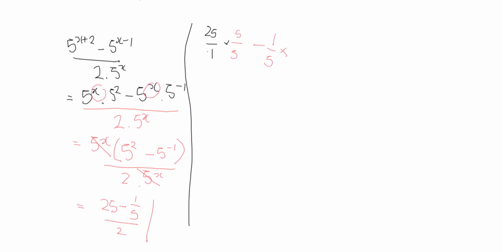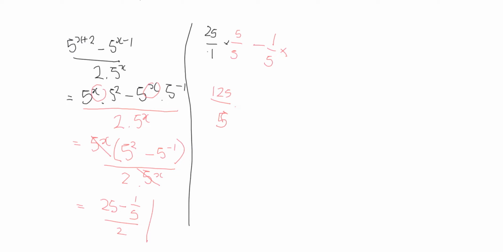But because you have 5 here, this is going to be the same as 25 over 1 multiplied by 5 over 5, subtract 1 over 5. Actually, you don't have to multiply, because your aim was to have the common denominator, and you already have the denominator as your 5. So now what is this going to be? This is going to be 125 over 5.